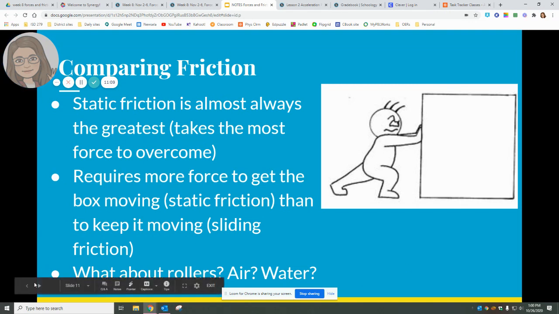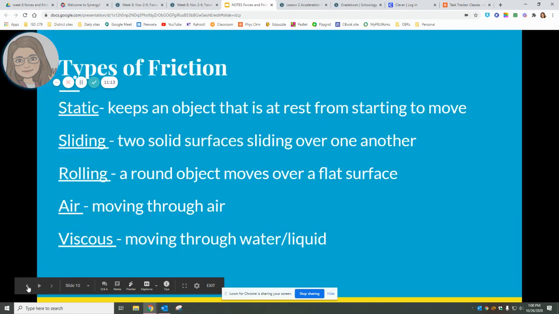If you go back here, you could kind of say that I've listed them in order from most friction to least friction. It's not 100% true when it comes to rolling, air, viscous. You can also combine them. Like viscous friction and rolling friction are combined if you put grease in ball bearings, because grease would technically be the liquid. But static and sliding are definitely more powerful than the other ones.